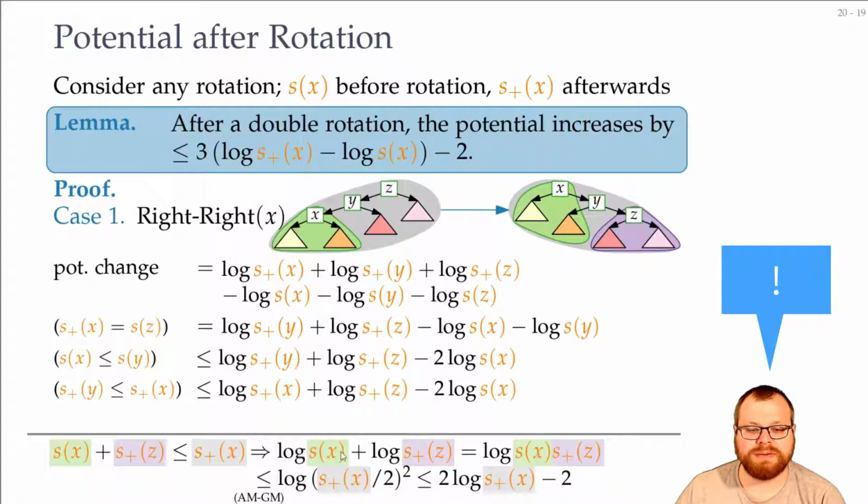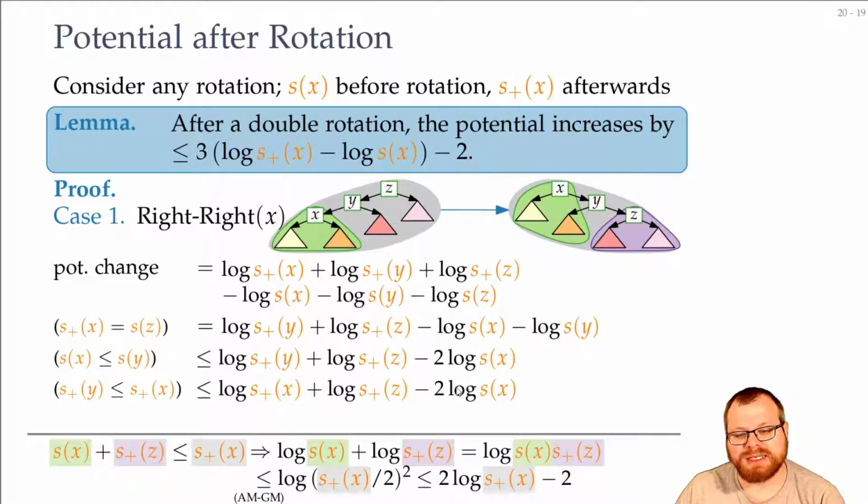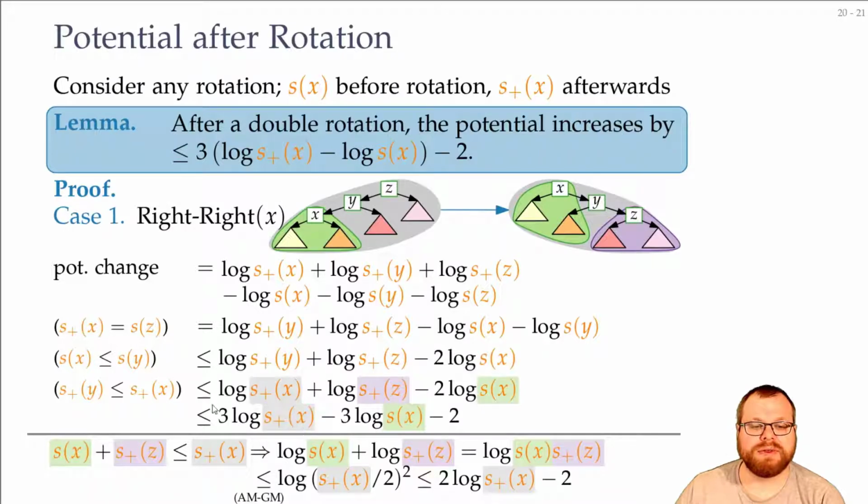So if we pick log s of x and log s plus of z, we can replace it by this. If we apply it here, well, we have minus 2 log s of x, so that becomes minus 3. This one gets removed, and this here gets added. So we have 3 times the new sum of weights of x, minus 3 times the old sum of weights of x, minus the 2, which is exactly what we wanted. And exactly the same way we can also do it for the left-left rotation.